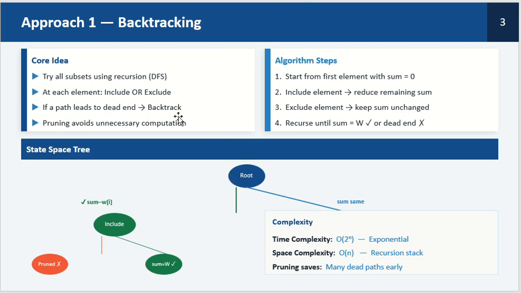So these are the steps. First we start with an element and a sum equal to 0. We include the element and reduce the remaining sum, or exclude the element and keep the sum unchanged. And then we recurse until we get the sum or we get a dead end.